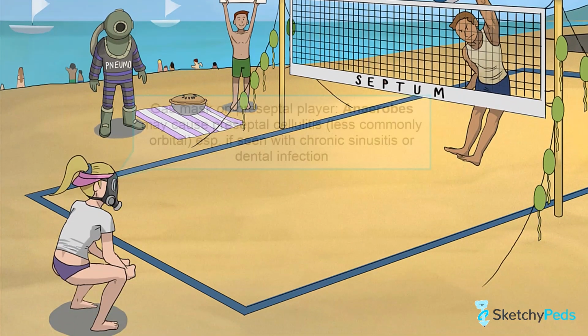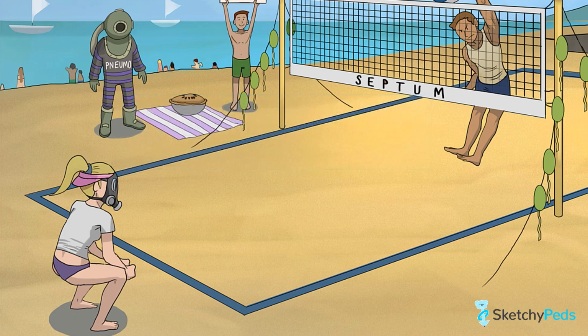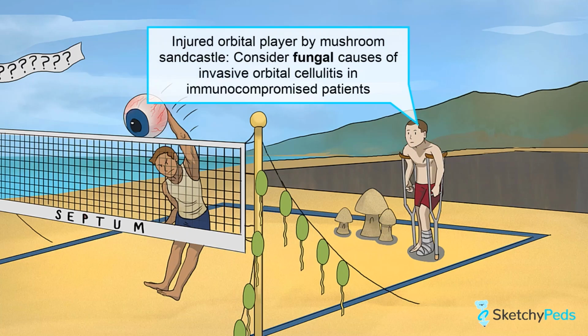Next, anaerobes should be considered as a possible cause of preseptal cellulitis, but are less commonly involved in orbital cellulitis. They can be seen especially if there is a history of chronic sinusitis or coexisting dental infection. Note how our preseptal volleyball player is wearing her gas mask, or sand mask. Finally, in patients with immune deficiencies like HIV, severe neutropenia, etc., fungi should be considered as a potential cause of severe invasive orbital cellulitis. Note the fungal mushroom sandcastle by our injured immunocompromised player on the orbital side of the net.